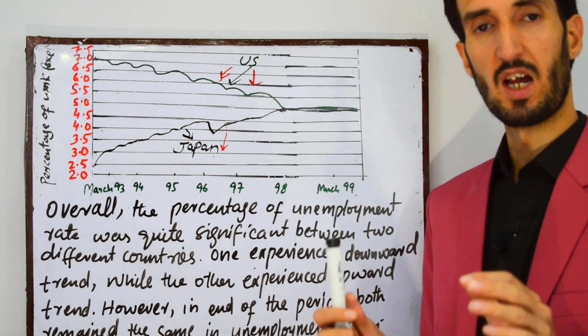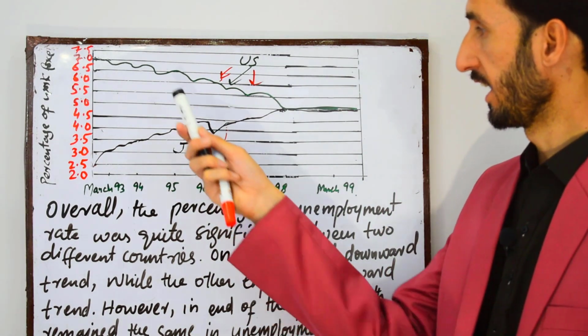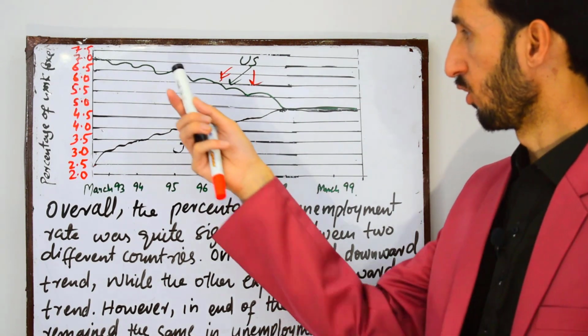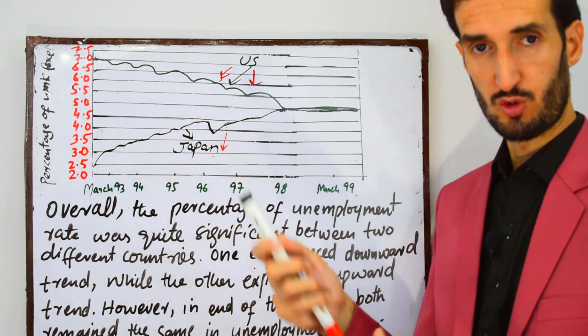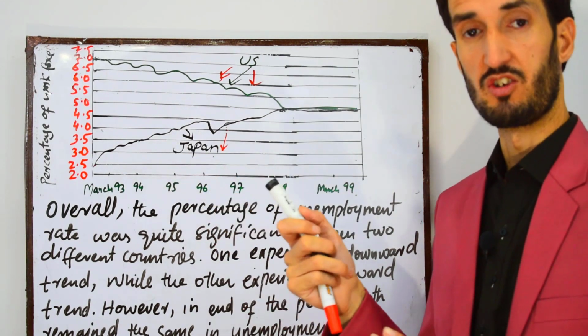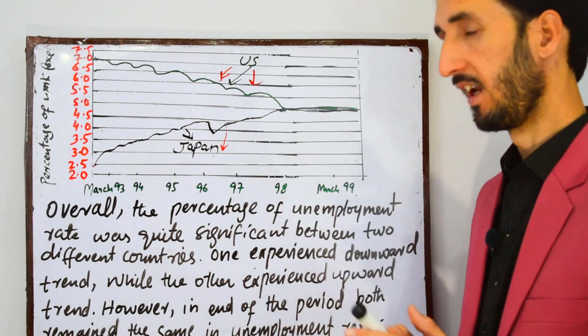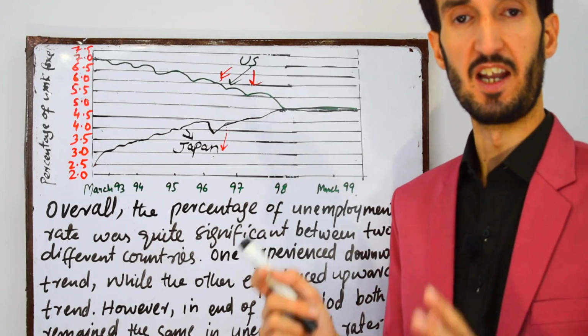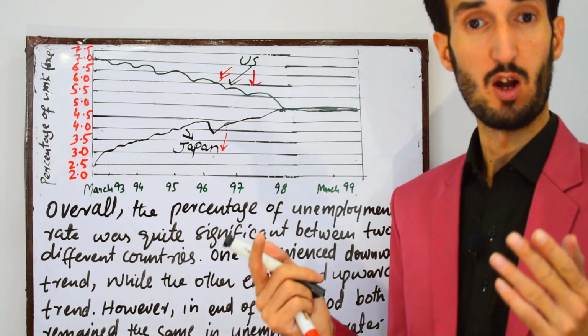Right? So I've written the overview here. One thing I talked about is that there is quite a significant difference. Second, one experienced a downward trend, and the other experienced an upward trend. And last, both remained the same at the end of the period. So that is our overview.